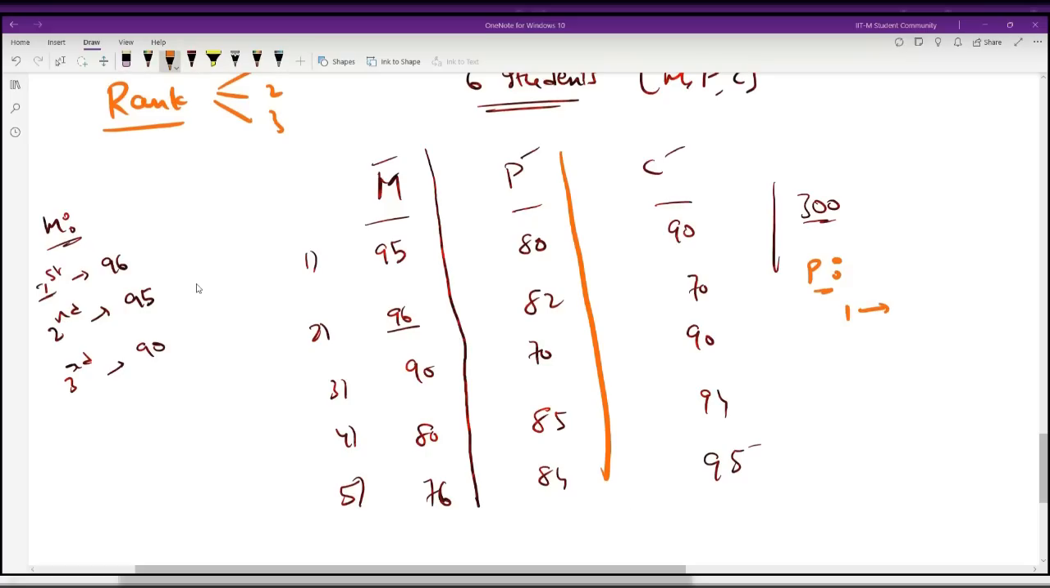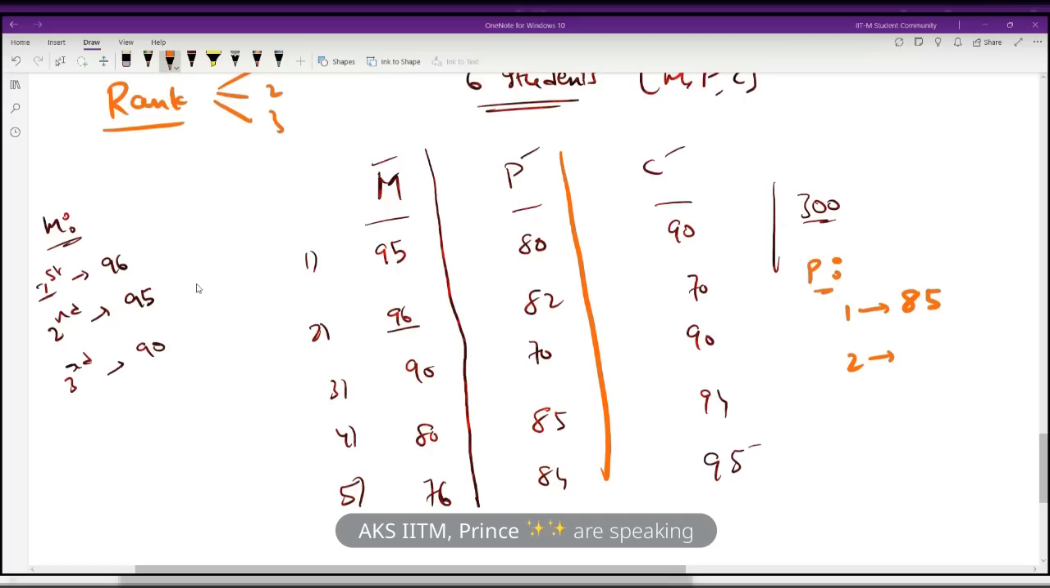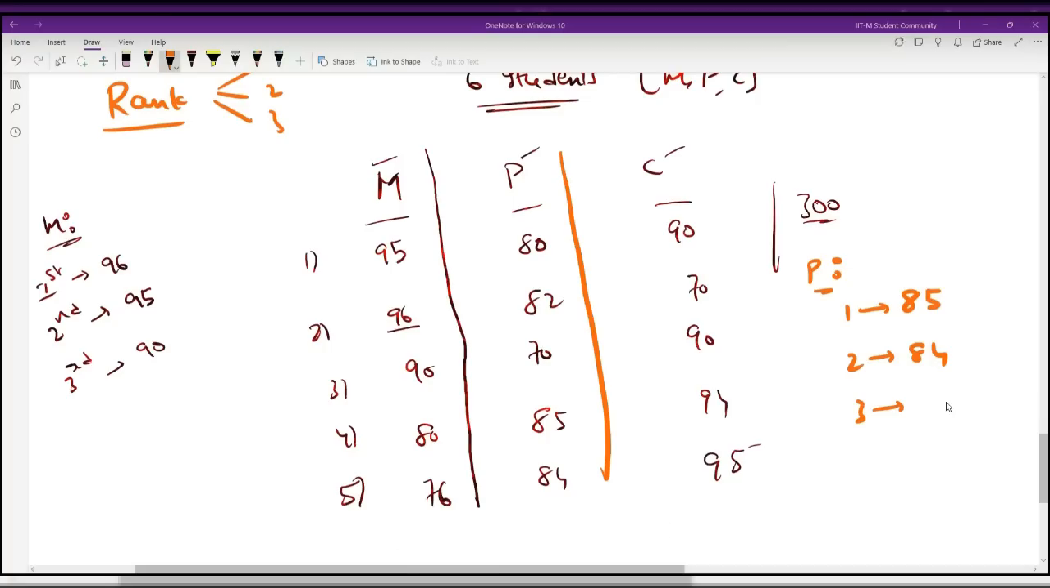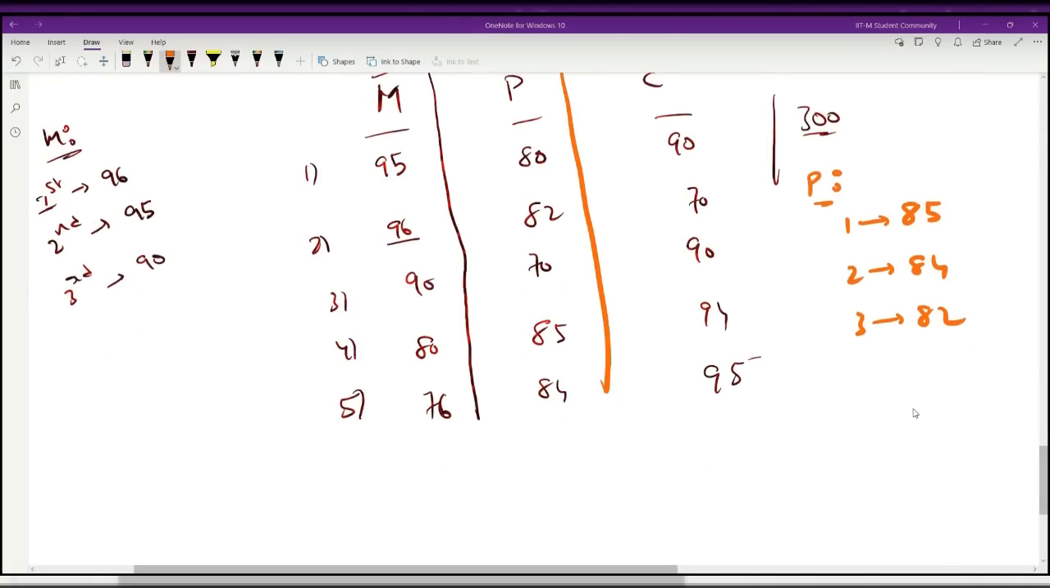The person who secured 85, 84, and then 82 is the third person who secured the highest score, the third highest score.